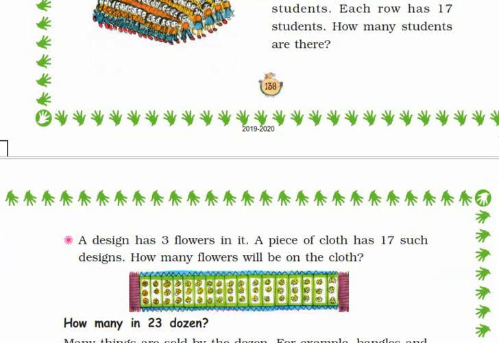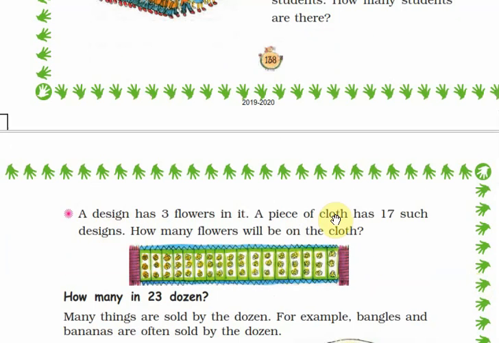So you can see here a piece of cloth and there are designs also. This is a single design. In this design there are 3 flowers. Next design also has 3 flowers. Likewise, how many designs are there? There are 17 designs on this piece of cloth. We have to find out how many flowers will be there on the cloth. So the total number of flowers we have to find out.